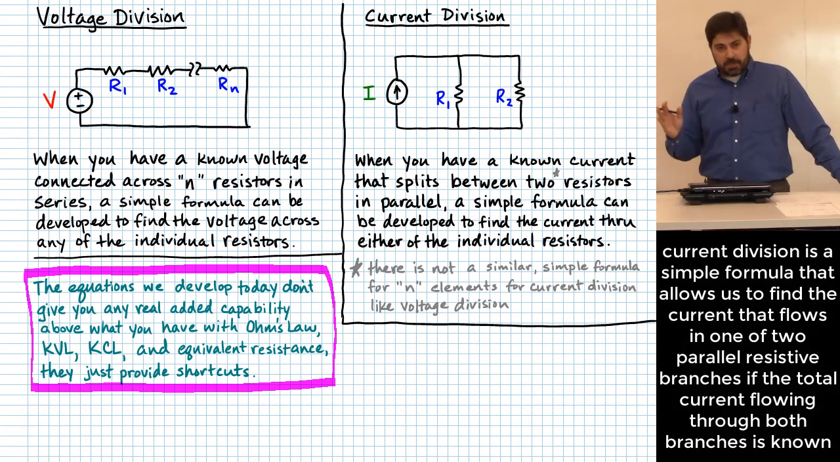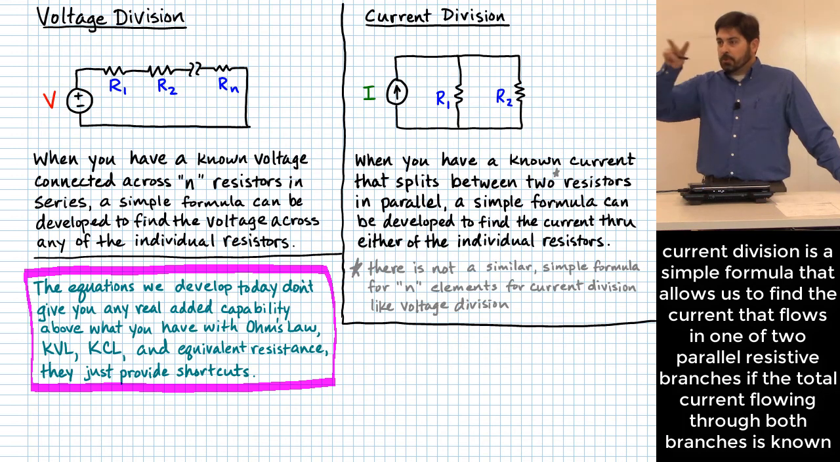For current division, we are going to limit our scope actually to only two resistors that are in parallel with one another. But in that case, if we know the amount of current that is being driven across two resistors in parallel with one another, and we know the two resistance values, we can use a fairly simple formula to come up with how much current must go in one or the other of the two branches. So that's kind of the big concept of what we want to do with this.